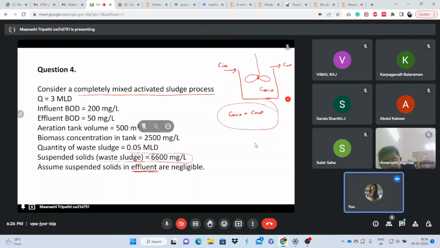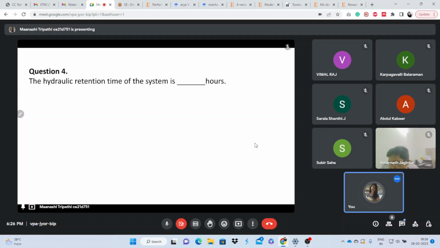Okay, let's move towards the next slide. So the first question is: the hydraulic retention time of the system is how many hours? As you know, there are two types of retention time. One is hydraulic retention time, which talks about water, and the other is solid retention time, which talks about the biomass.